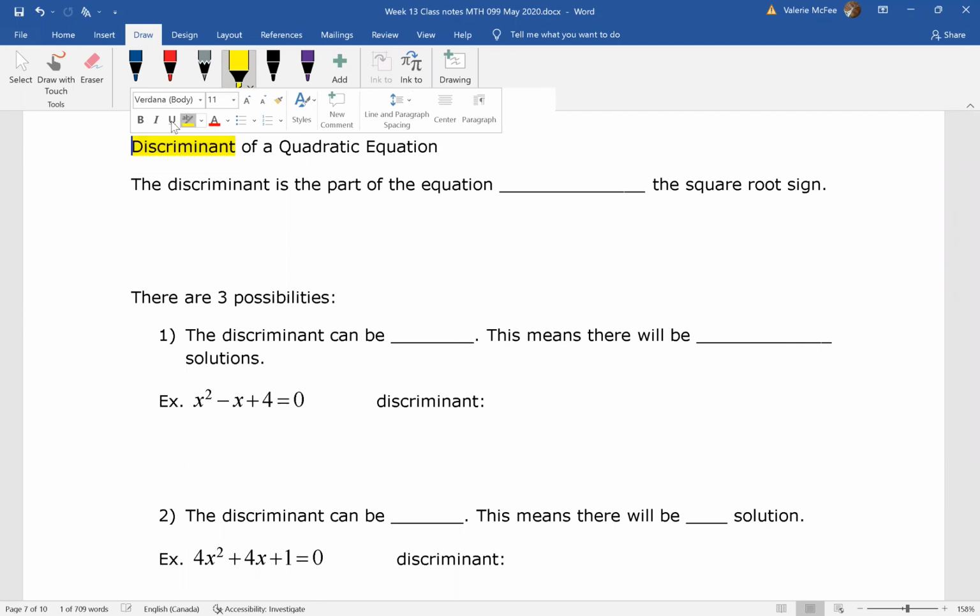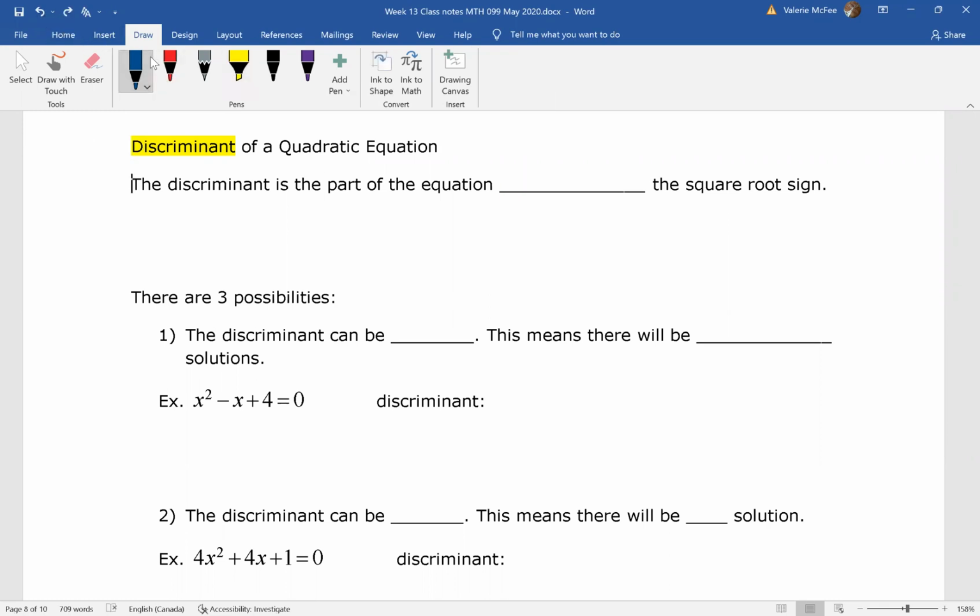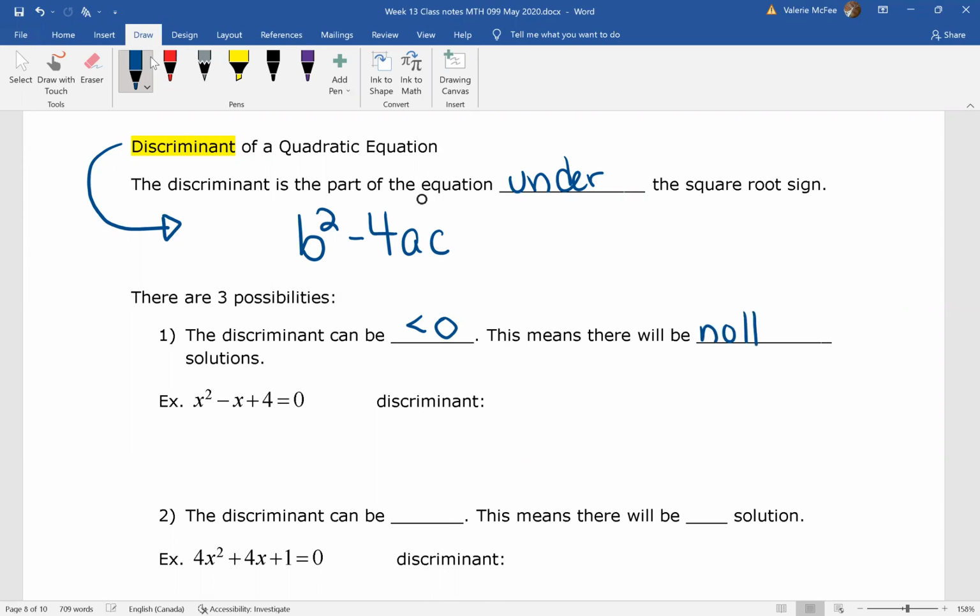When we're talking about the radicand in the quadratic formula, we're talking about the discriminant. The discriminant is the part of the equation under the square root sign. B squared minus 4ac. We call this the discriminant. Now think about that. There are three possibilities for that discriminant. First of all, the discriminant could be less than 0, and this means there will be no real solution.